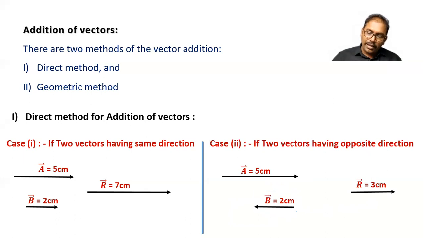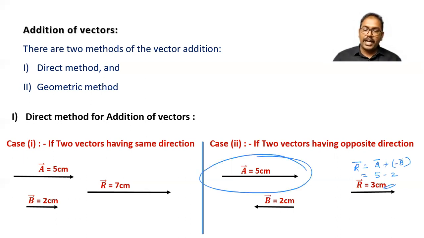Remember one thing here. For this R bar, we write A bar plus B bar, it's addition, and since B bar has the opposite direction of A bar, I can put a minus sign on B bar. So 5 centimeters minus 2 centimeters is 3 centimeters. Also remember that the resultant vector has the same direction as the larger vector. This A bar is 5 centimeters, which is larger compared to B bar, so the resultant has a direction equal to the direction of the larger vector, A bar. I hope you understood.